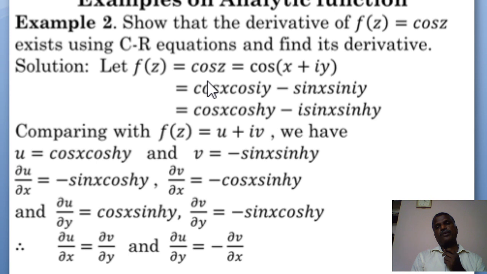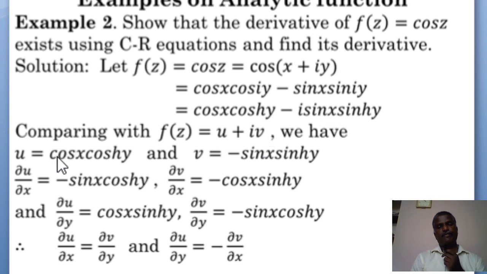So f of z is cos z, put z is equal to x plus iy, cos of a plus b, cos a cos b minus sin a sin b. Cos iy is cos hyperbolic y, sin iy is i sin hyperbolic y. So here we have u is equal to cos x cos hyperbolic y and v is equal to sin x sin hyperbolic y.